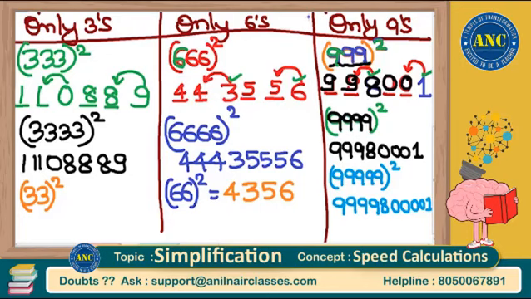25 minus 8 is 17. 17 square is 289. Add 800 to 289. 800 plus 289 is 1089. Same logic if I use it here. 33: if there are 3 3s, the answer will have 2 1s. If there is 1 3, the answer will have 1 1, followed by 0, followed by 8, followed by 9. Same answer you will get.